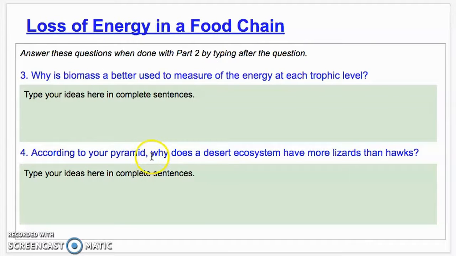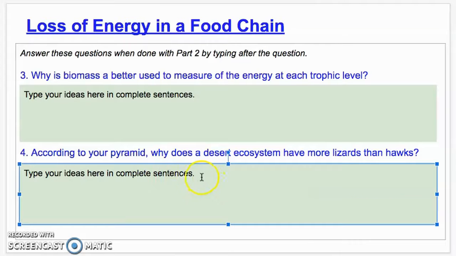And then lastly, according to your pyramid, why does the desert ecosystem have more lizards than hawks? So think about what's happening to the amount of energy as you go up those levels, and how that would change how many lizards you could support or how many hawks you could support in an ecosystem. Good luck. You got it. Again, let me know if you have any questions.